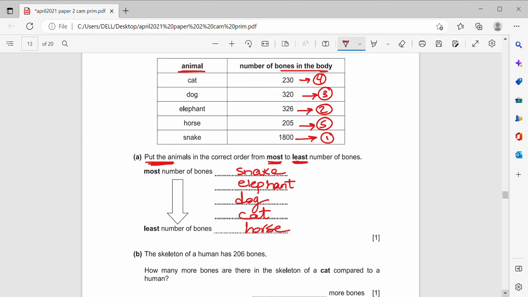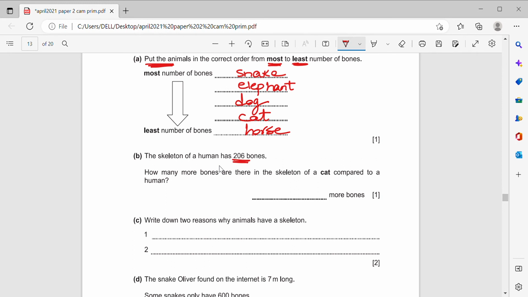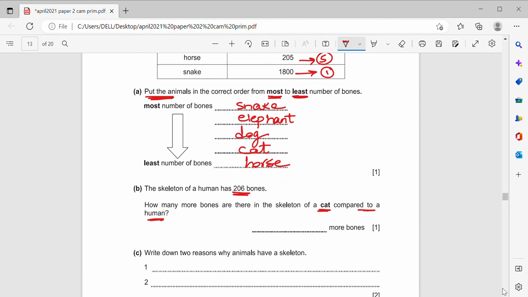Next question. The skeleton of a human has 206 bones. How many more bones are there in the skeleton of a cat compared to the human? The cat has how many here? The cat has 230. The human skeleton has 206. How many more bones does the cat have compared to the human? So 230 minus 206. The value is 24 more bones.